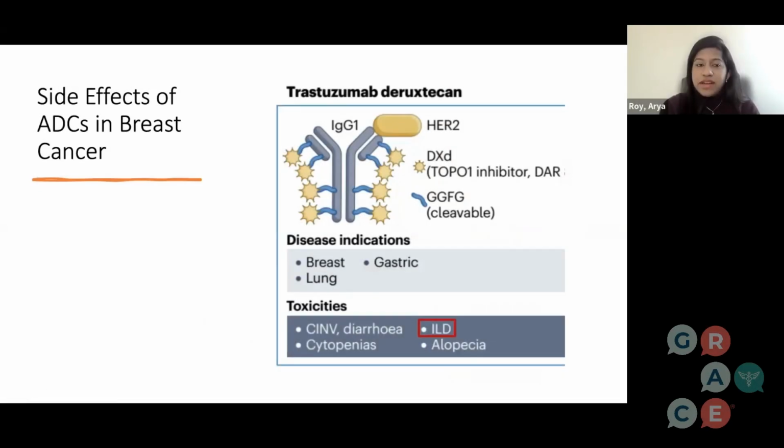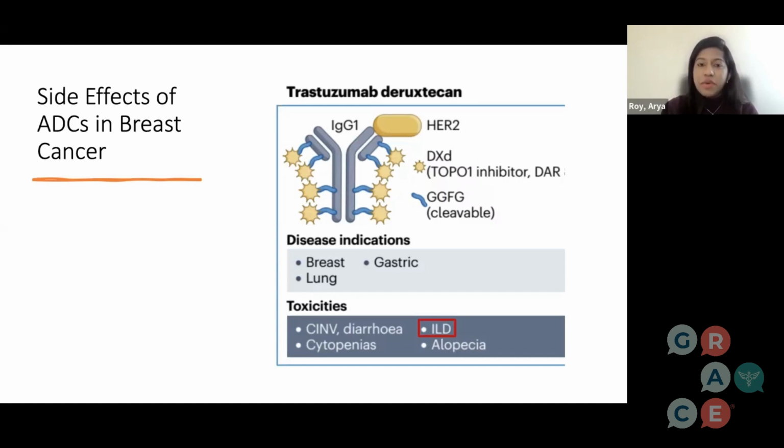As I mentioned earlier, there are several antibody drug conjugates which are approved for breast cancer, urothelial cancer or bladder cancer, lung cancer, ovarian and cervical cancer. But I'm going to discuss more about the side effects of antibody drug conjugates in breast cancer.